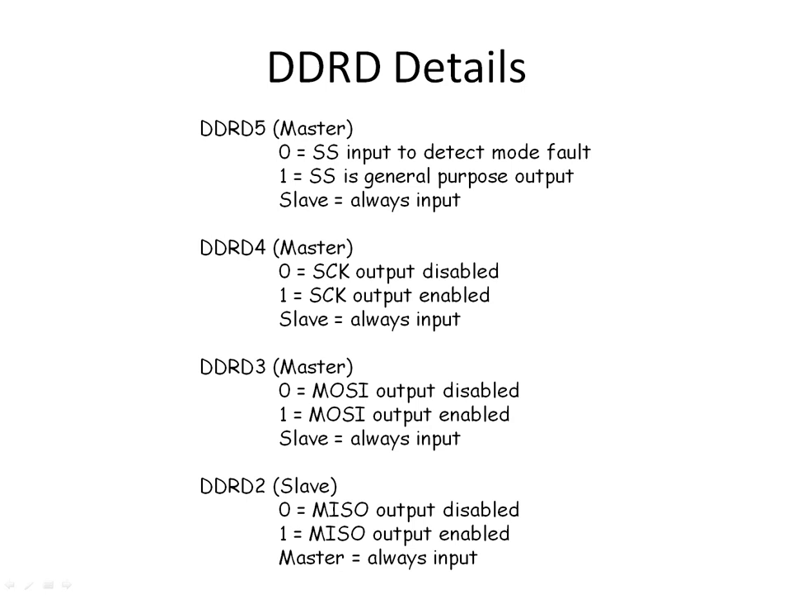The next bit is the DDR-D2, this one for a slave. If it's a 0, the MISO output is disabled. If you set it to a 1, the MISO output is enabled. If you're operating as a master, you always are going to configure it as an input. So this bit would be set to a 0, a low, because again, the master in slave out output is disabled, which means it's going to be able to operate as an input. So again, this DDR-D2 needs to be set to a 0.